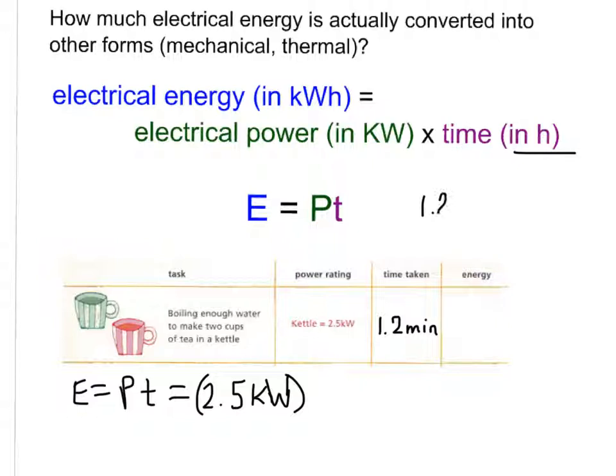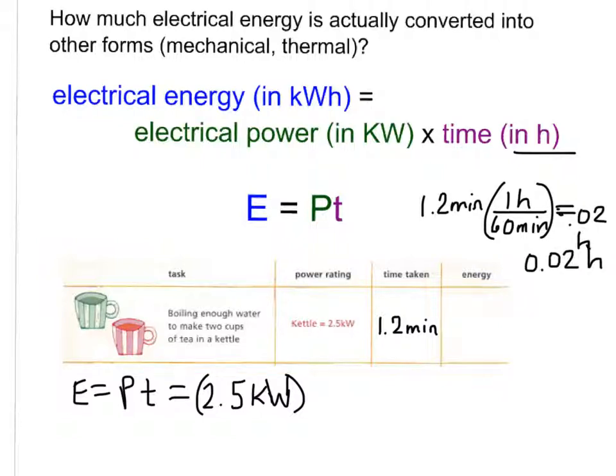If I convert it separately, I know that 1.2 minutes multiplied by my conversion factor, there are 60 minutes in 1 hour. Therefore, 1.2 divided by 60 equals 0.02 hours. You can see that minutes cancel, and I'm left with only hours for my unit.